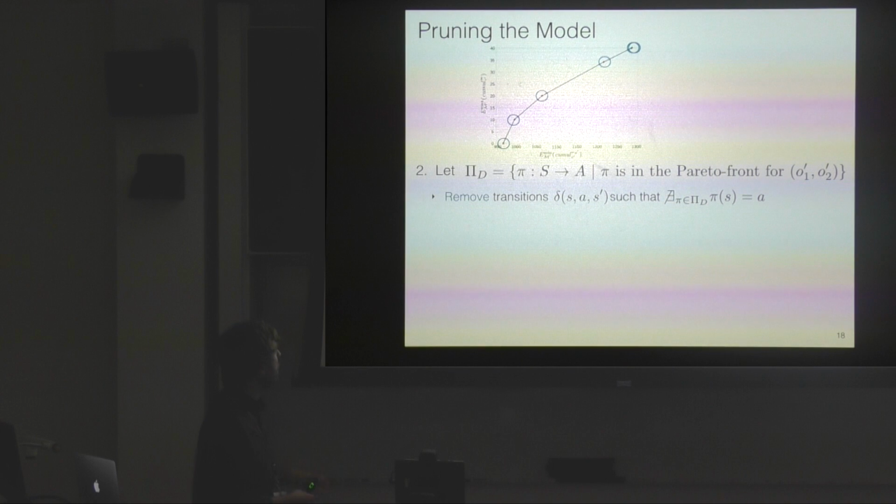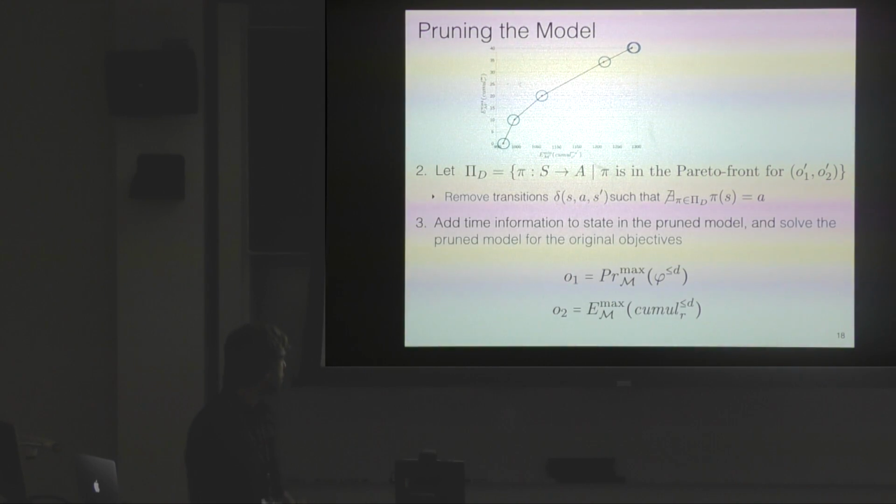For the product, we look at all these transitions, all these policies. If there is a certain transition that doesn't appear in any of these policies, we just take it out. And then on this pruned product, we add the time component, and we'll solve our original objectives in this simplified model with the time component.